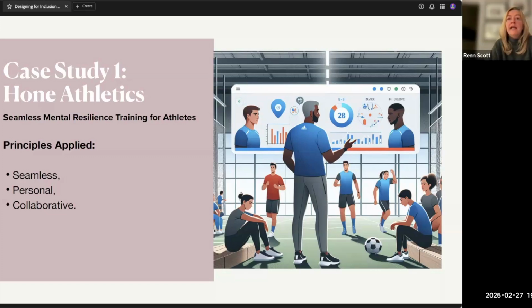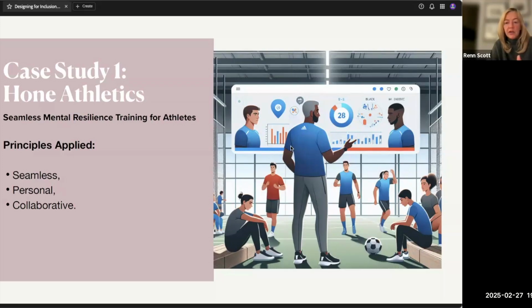So the Hone platform integrates directly into the coach's workflow, making it easy to track an athlete's well-being without disrupting existing training routines. The way that the app works is that it sends 7 questions to the athletes. They respond back. Instead of requiring them to fill out lengthy surveys or attend separate wellness sessions, they're able to do this through an app on their phone. It provides structured check-ins that deliver real insights to the coach without extra work for them or for the players.